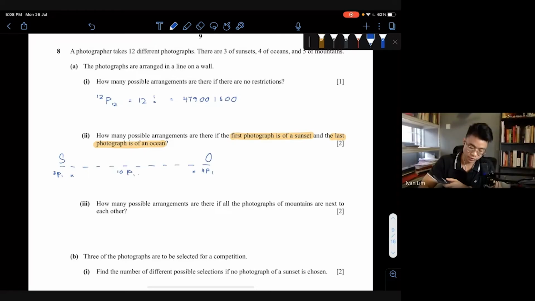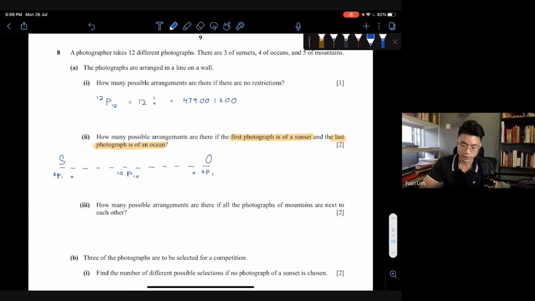Okay, we can try also. Let's find this value first. Over here is 3P1, then your middle here is 10P10 or 10 factorial, because I still have 10 more. Then the last one, the condition, is 4P1. If we put the conditions all in the same line, you just multiply. If different lines, then you have to sum it all up together. So 3P1 times 10 factorial times 4P1, you will get 43,545,600.